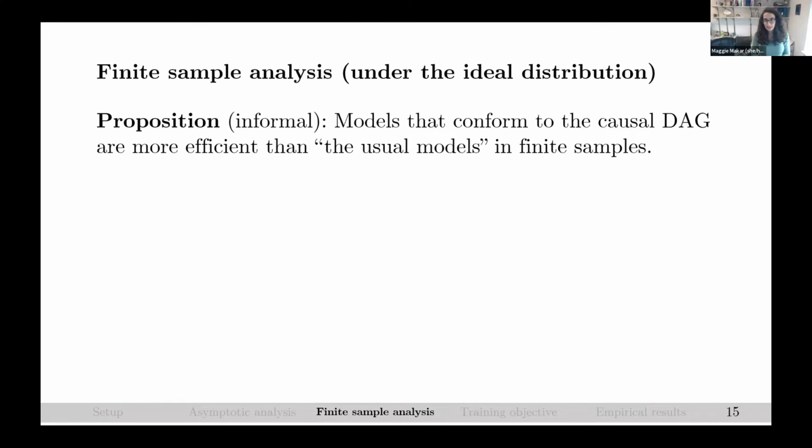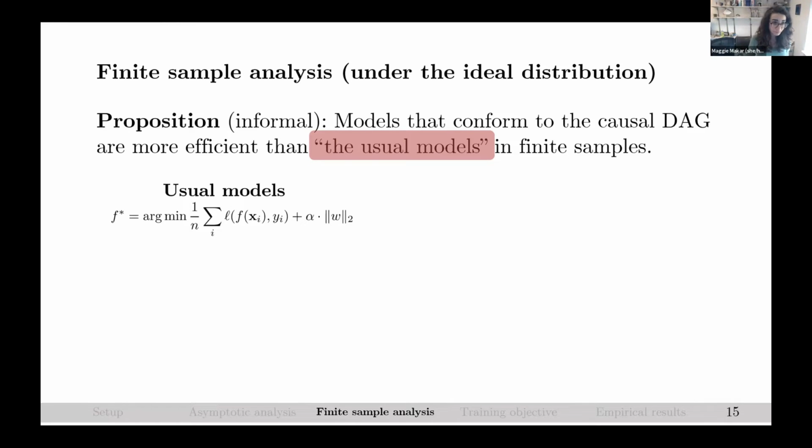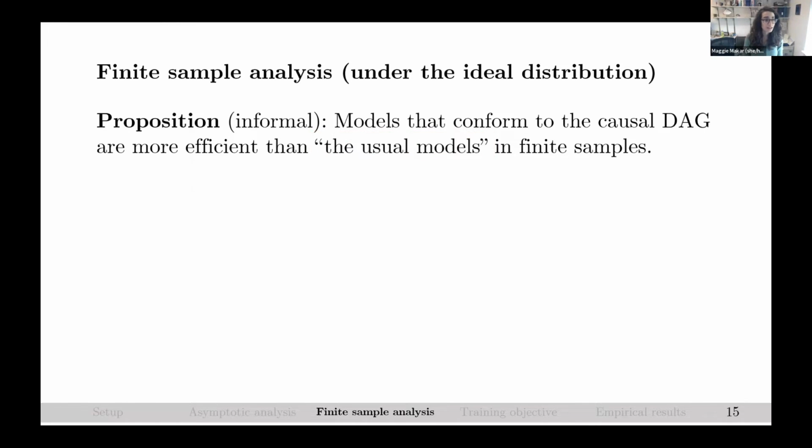So what we did is we looked at the efficiency. By efficiency here, I mean statistical efficiency. So how well does a model do with a small sample or a fixed sample? So we looked at the efficiency of models that conform to the causal DAG compared to the usual methods of training. And what we found is that the models that conform to the causal DAG tend to be more efficient than the usual models.